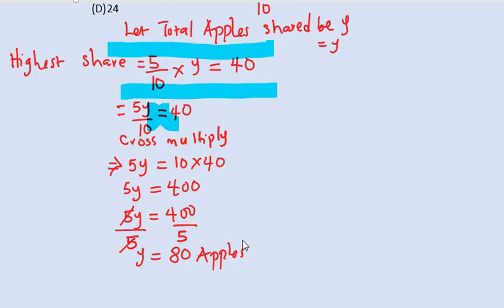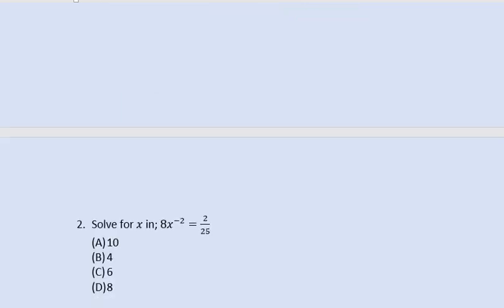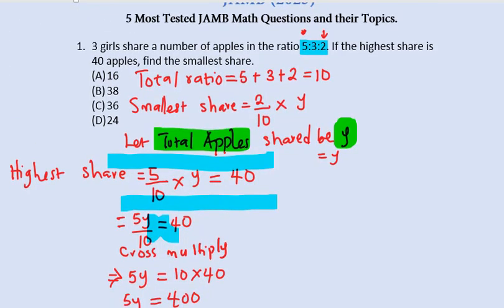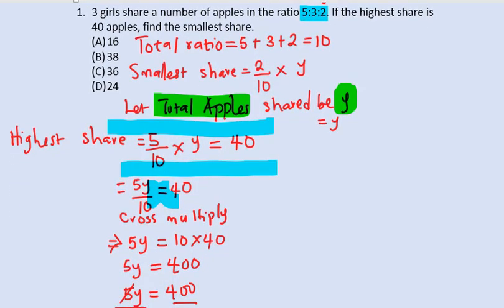Now remember what we actually said y is. y happens to be the total apples shared. So that's y. So we have solved for only the total apples shared from this ratio. So the total ratio is 10 and total apples shared is 80. Now you figure that out. Okay, let's go back to that question. Now you figure that out, you can now solve for the next thing, which is what? Now remember they asked us to solve for the smallest share. So if that is making sense to you, you can progress.